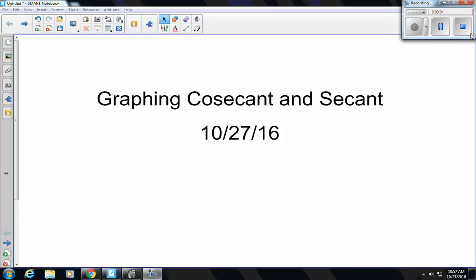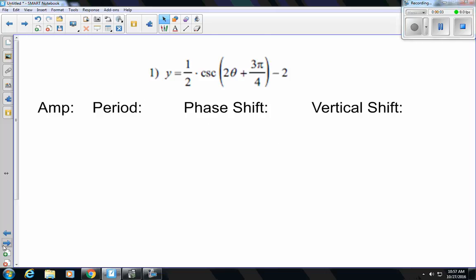3k plus. All right. So, first problem. y equals 1/2 cosecant of 2 theta plus 3 pi over 4, minus 2. I'm fairly certain that on WebAssign you are only asked to give the period on the cosecant or the secant graphs. I haven't really looked at the tangent and cotangent, but I did look at some of these, and I know they only ask you for period.